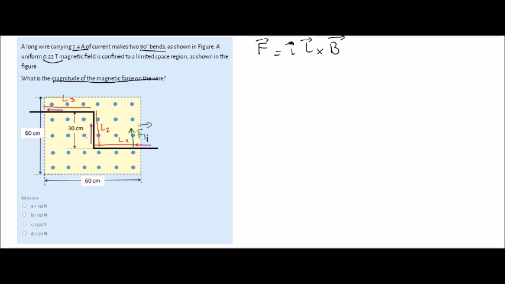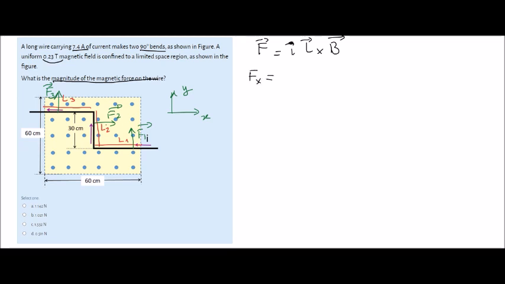L2 cross B, where is the force? To the right, F2. L3 cross B, where is the force? Upward. So we have, if I call this X and Y, we have X component and Y component of the force. What is the X component?